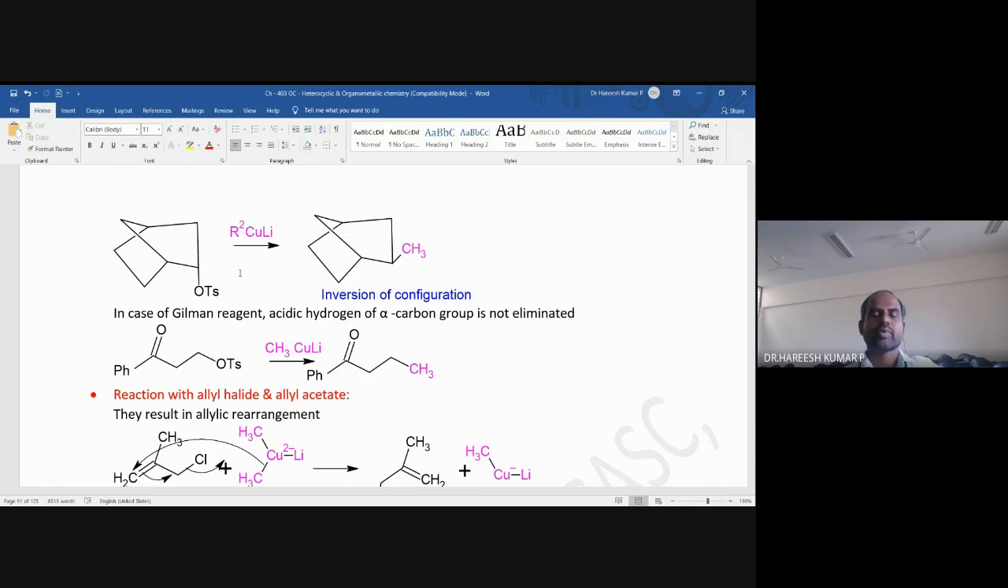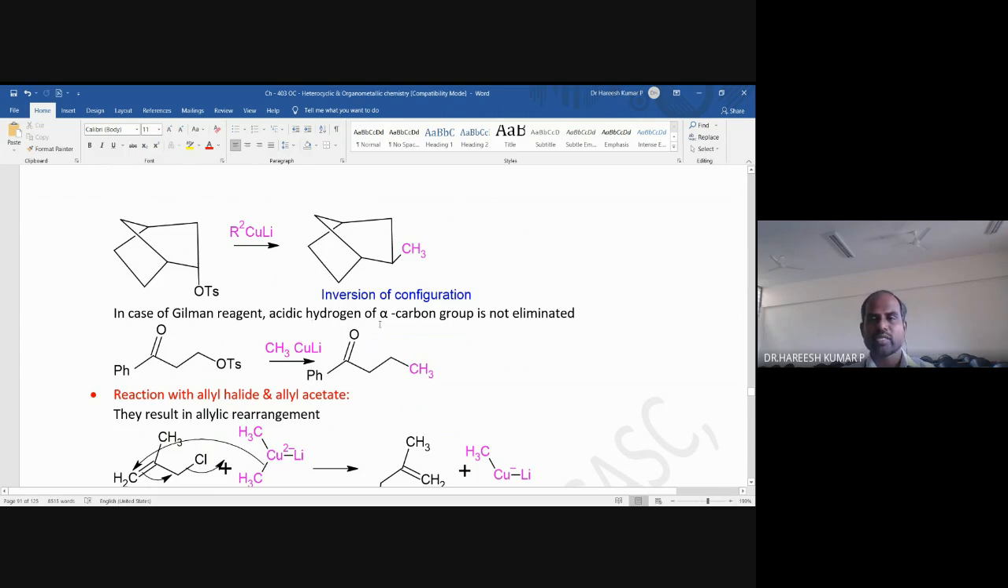I think you are aware of the SN1 reaction and the SN2 reaction. SN2 reaction means inversion of configuration. Why is it inversion? Because the nucleophile attacks from the other side, so that is the reason you get inversion of configuration. Whatever is the axial position of the O tosylate, the new group is in the equatorial position, and this is an inversion of configuration. And then in the case of Gilman reagent, dialkyl lithium cuprate is the Gilman reagent.